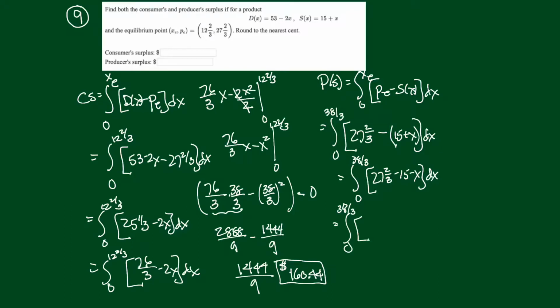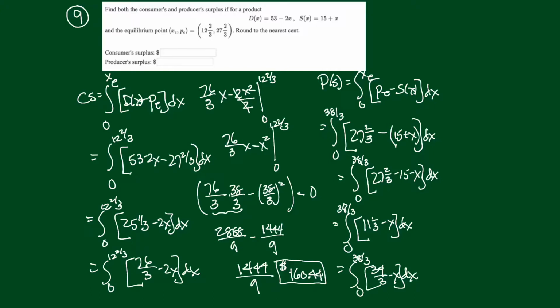Now this is 0 to 38/3 of, what is this? 27 minus 15 is 12. But now take off another 2/3, so we're down to 11 1/3. So this is 11 1/3 minus x dx. I'm going to write 11 1/3 as 34 over 3. So how about 0 to 38 over 3 of 34/3 minus x with respect to x.